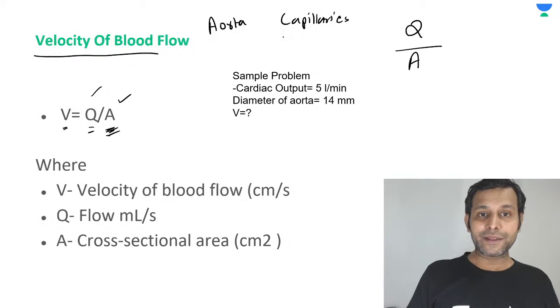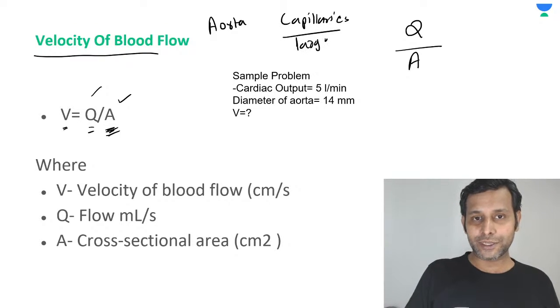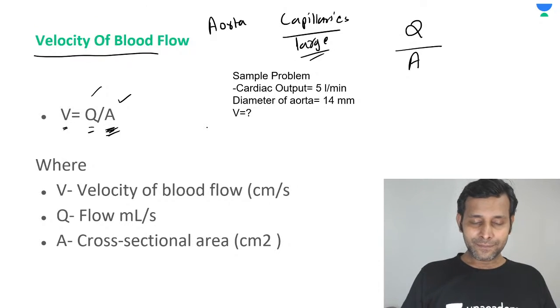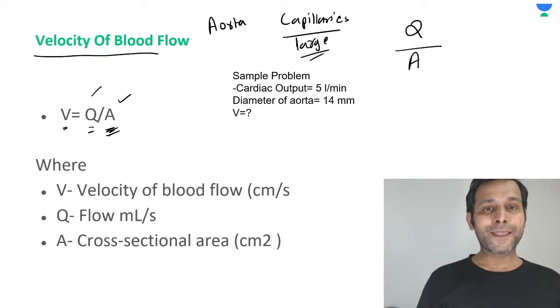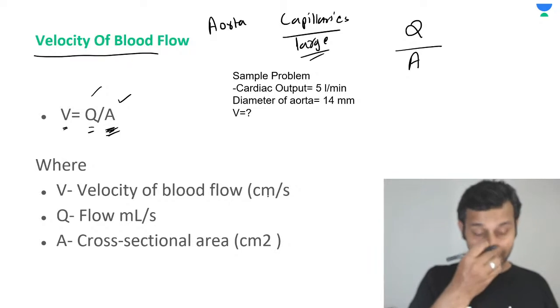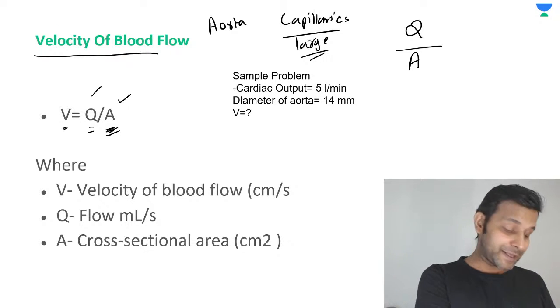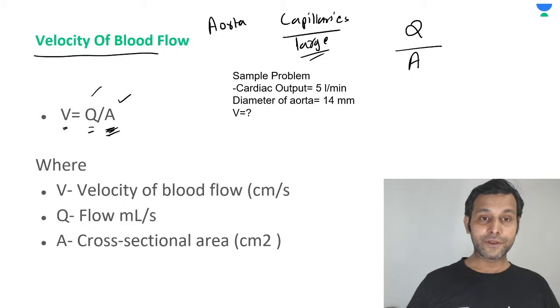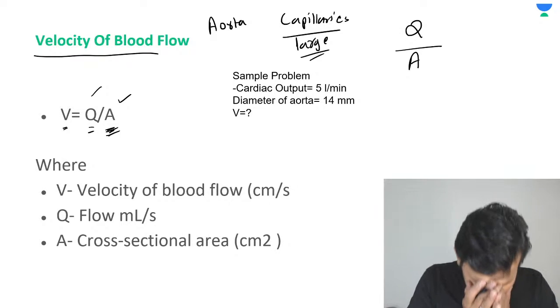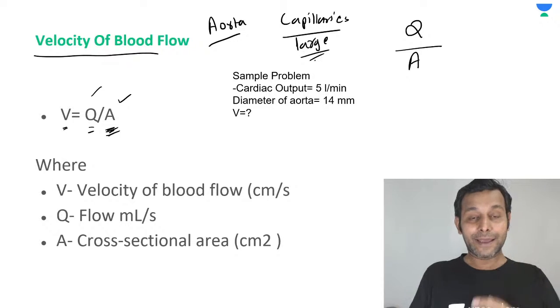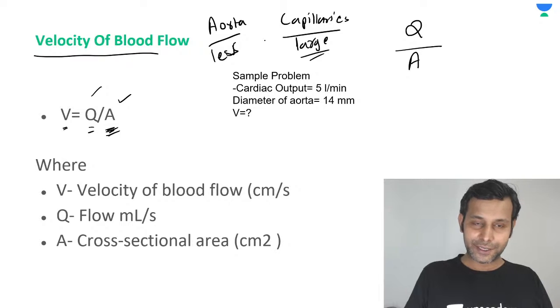That's great. Capillaries have a very, very large cross sectional area. That's why velocity of blood flow is very less in capillaries. Sorry, the cross sectional area is very high for capillaries and very less for aorta. So aorta will have a very small cross sectional area, and capillaries will have a very large cross sectional area.